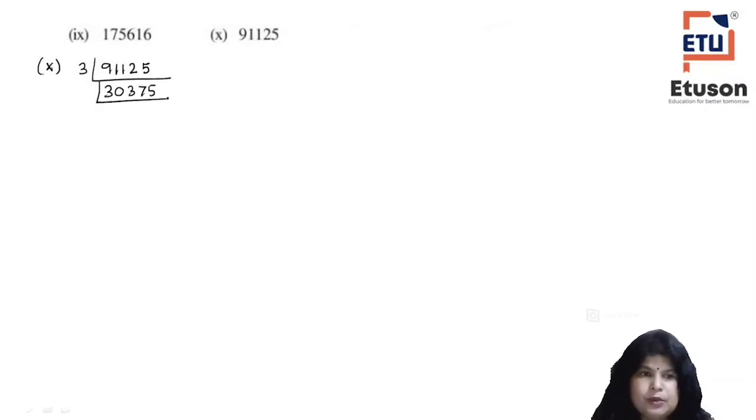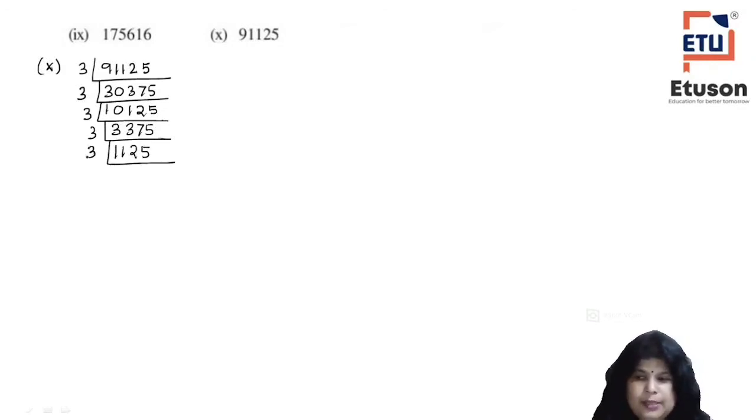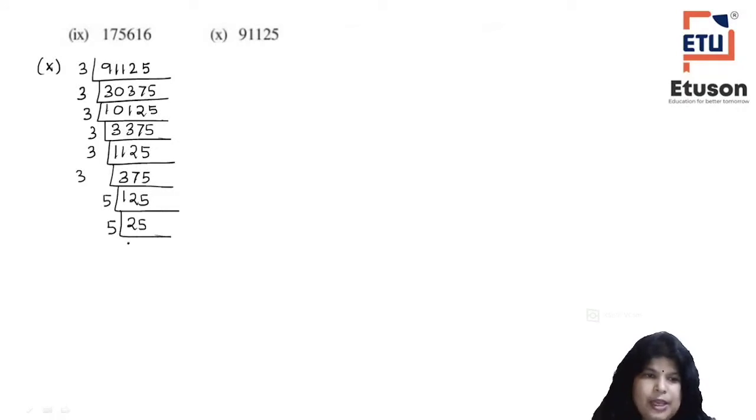30375. Divided by 3, you will get 10125. Divided by 3, you get 3375. Divided by 3, you get 1125. Divided by 3, you get 375. Divided by 3, you get 125. Divided by 5, you get 25. Then 5, you get 5.